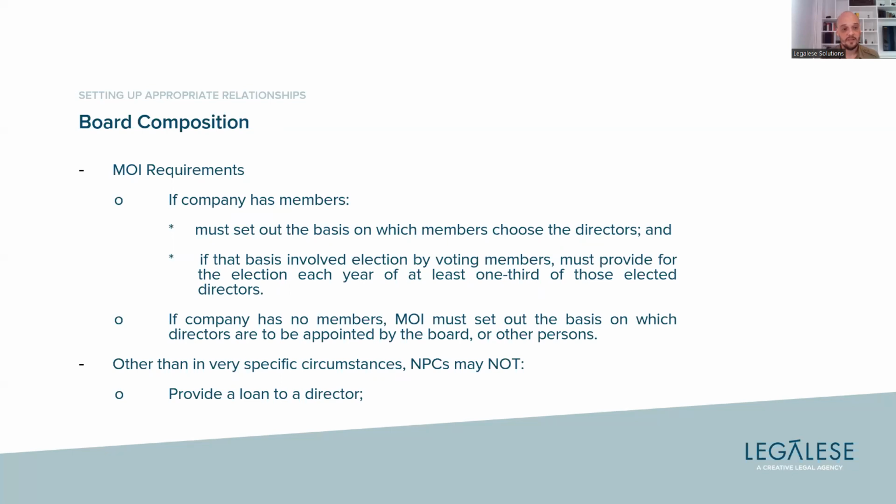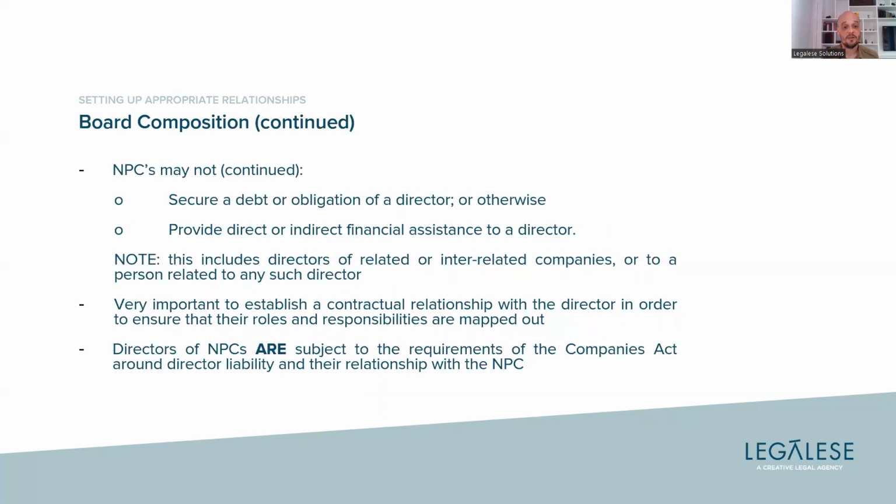So let's talk a little bit in these circumstances about what an NPC may not do in relation to a director. So an NPC may not provide a loan to a director. NPCs may not secure a debt or obligation of a director, or otherwise an NPC may not provide direct or indirect financial assistance to a director. This includes directors of related or interrelated companies, or a person related to any such director. So a director's family member similarly can't obtain financial assistance from an NPC.